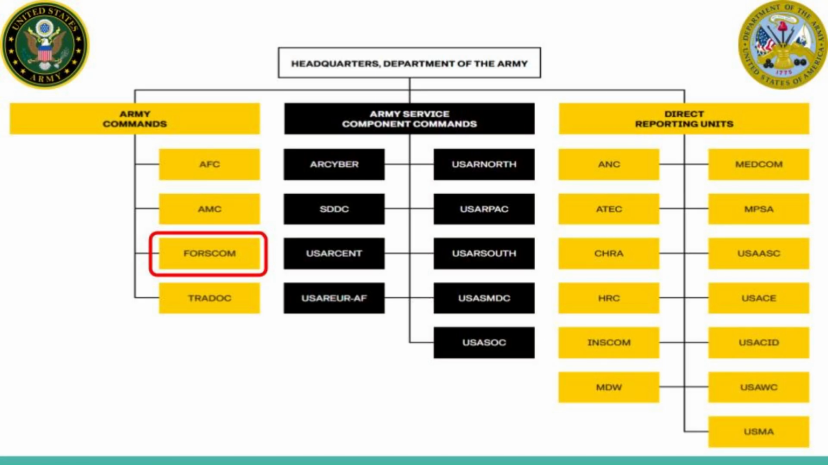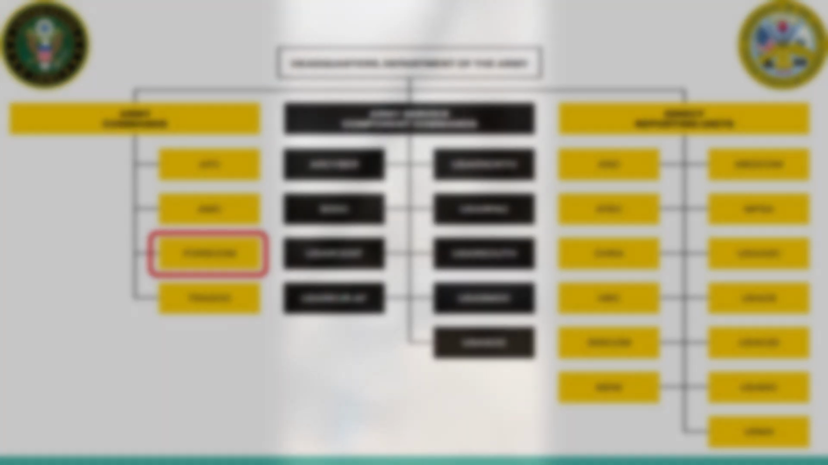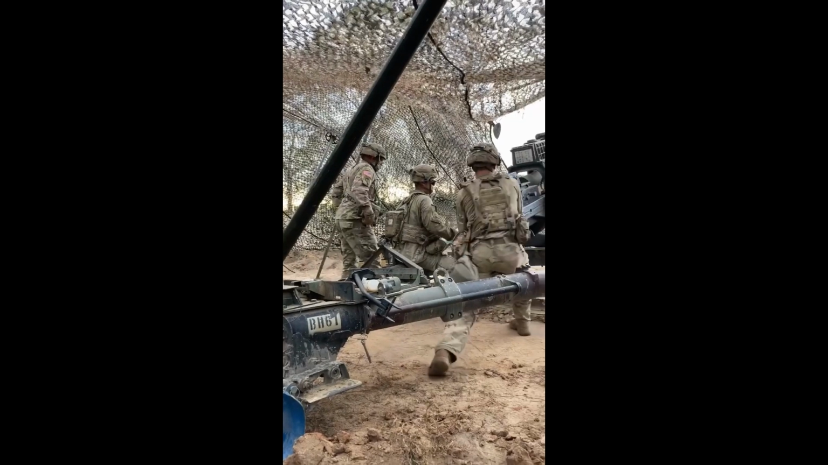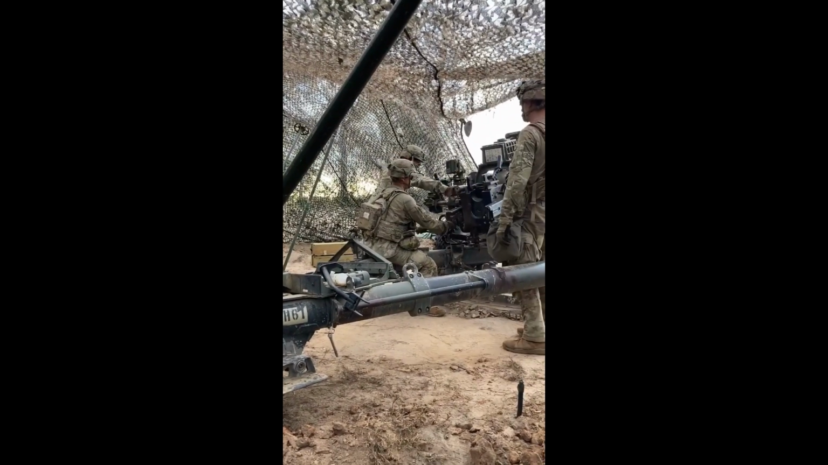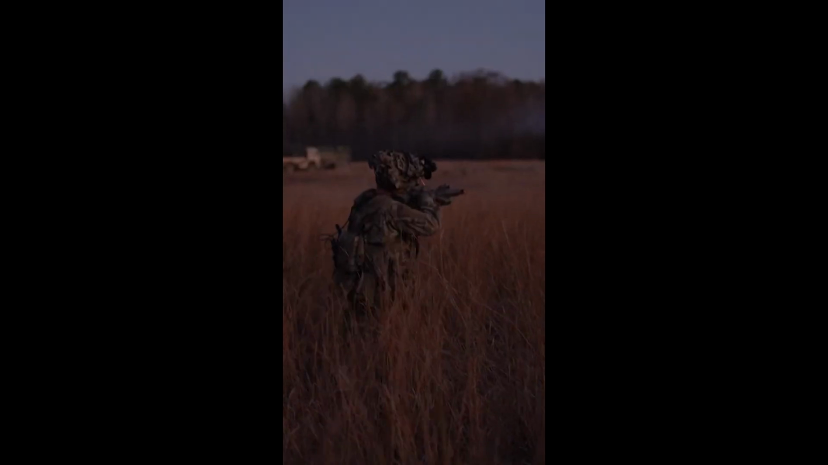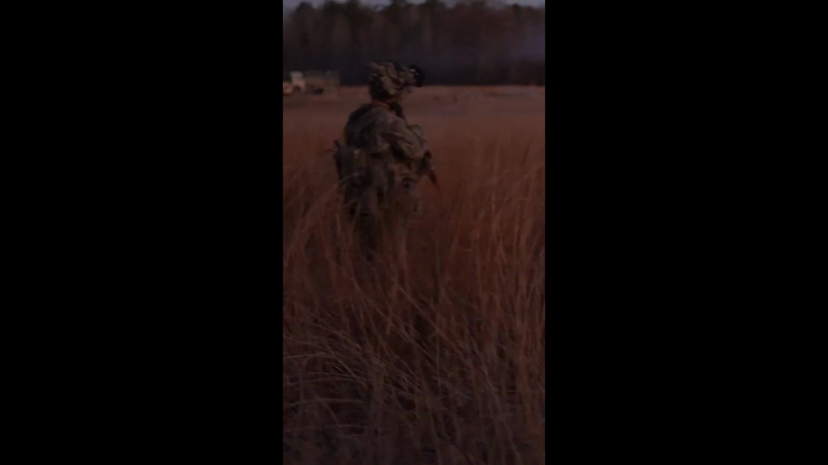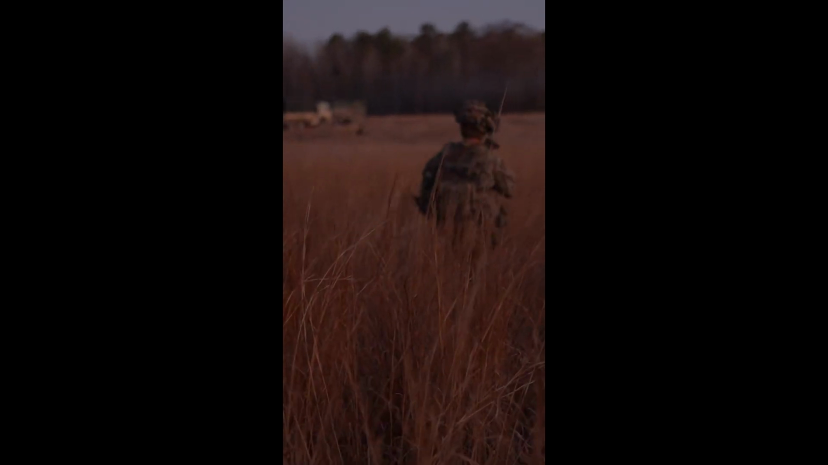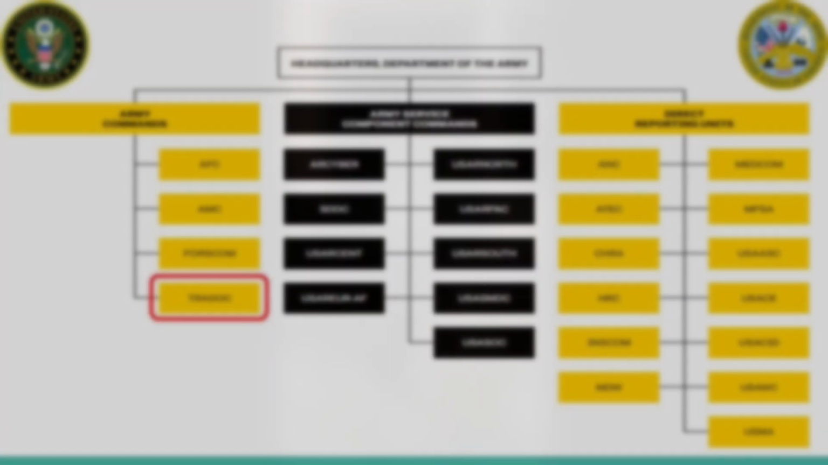Forces Command, most commonly known as FORSCOM, is the main combat arm of the U.S. Army and the largest command. FORSCOM trains, mobilizes, deploys, sustains, transforms, and reconstitutes assigned conventional forces, providing relevant and ready land power to combatant commanders. They're located at Fort Bragg, North Carolina.